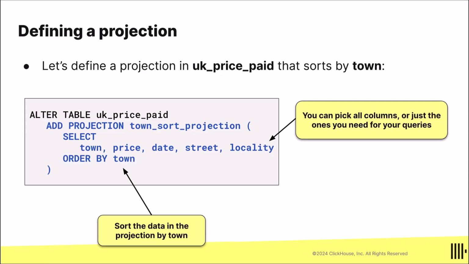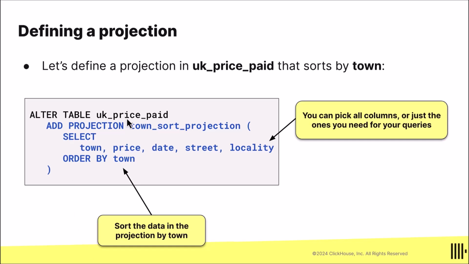But here's what it looks like. Now here I'm altering the table and I'm going to add a projection to UK price paid. You don't need to add a projection. You can define a projection when you create the table. I just didn't do that. So it's after the fact and I've decided later on, boy, I wish things were sorted by town. And so that's what I did.